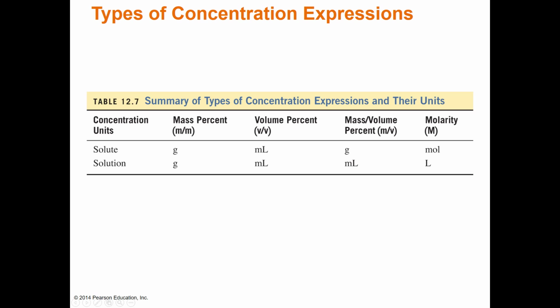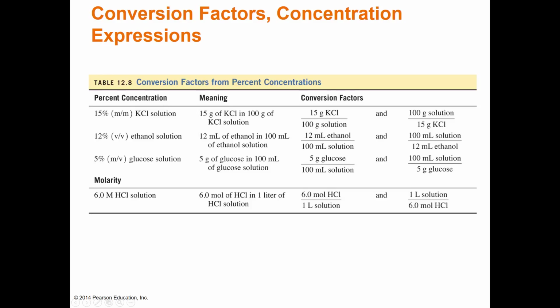Okay, conversion factors from percent concentrations. A 15% m over m KCl, potassium chloride solution, would mean 15 grams of potassium chloride in 100 grams of potassium chloride solution, which is 15 grams of KCl over 100 grams of solution. That would be the conversion factor that actually comes out of that solution. And you can flip the conversion factor too, depending on how you want to use it.